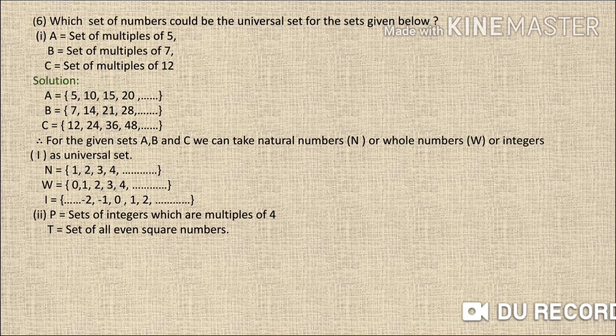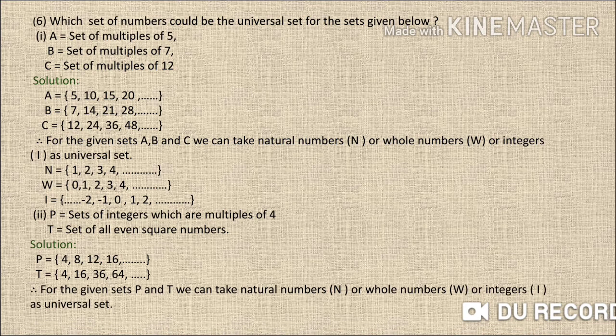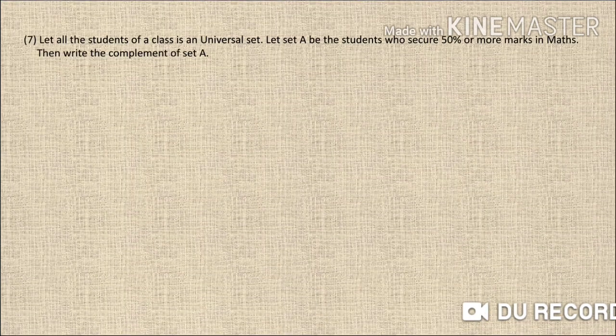In that question number 2, P is a set of integers which are multiples of 4 and T is a set of even square numbers. Therefore, set P consists of elements 4, 8, 12, 16 till infinity. And set T contains elements 4, 16, 36, 64, because they are the even square numbers. So 25 will not come as it is not an even number. Now again, for the given sets P and T, we can take natural numbers, whole numbers or integers as the universal set.